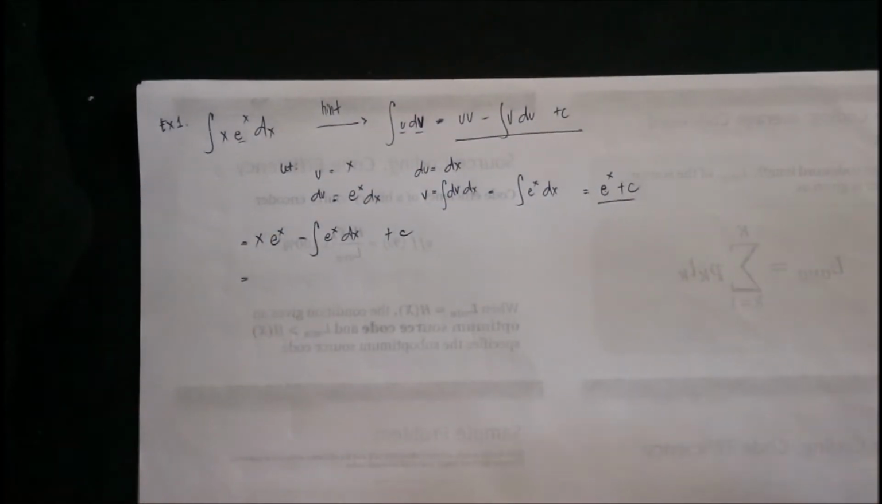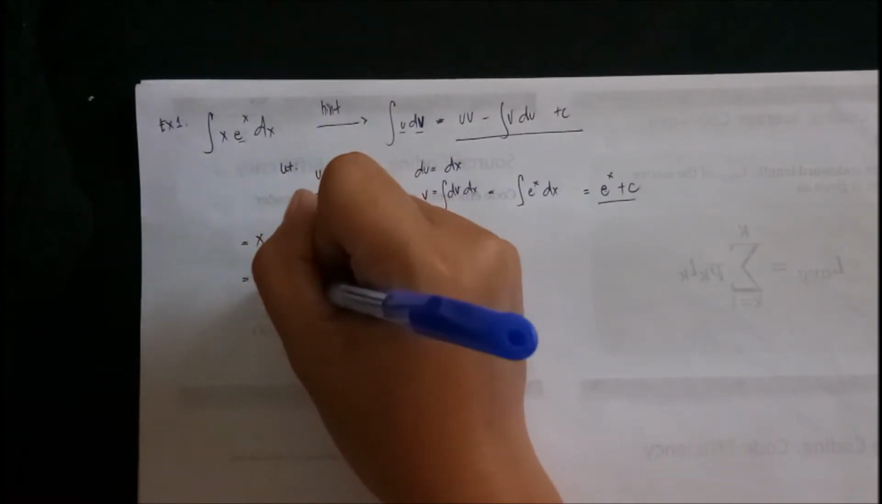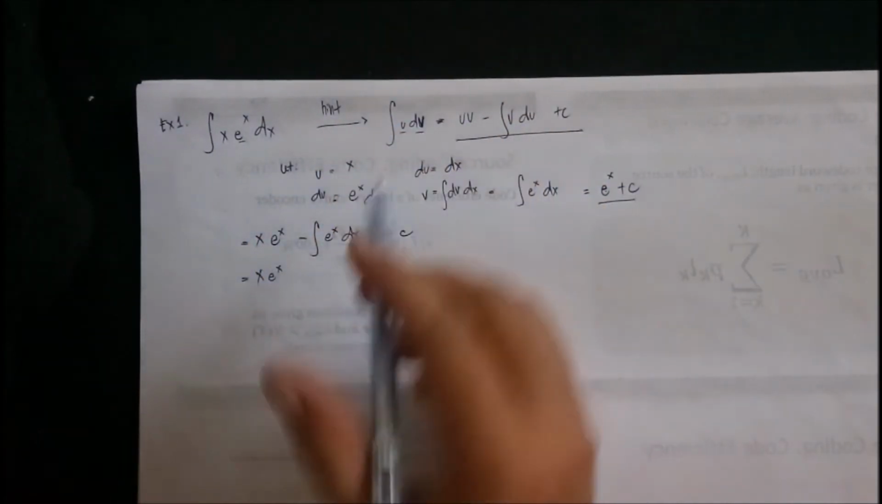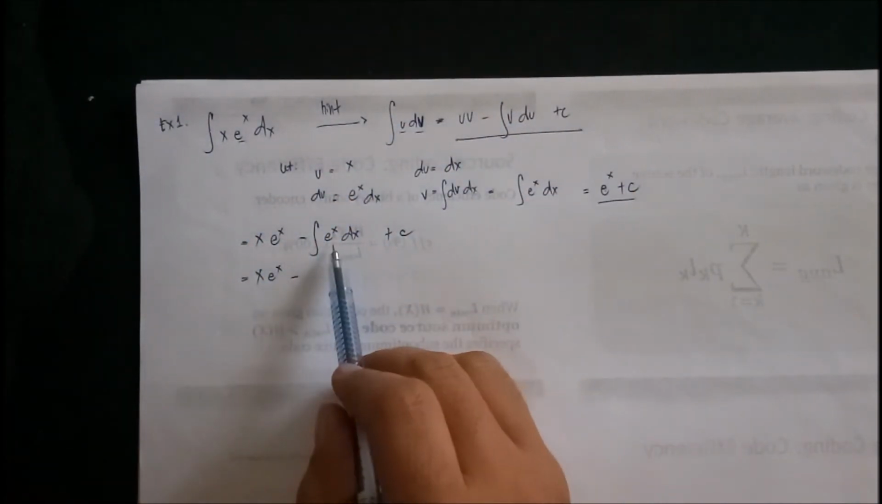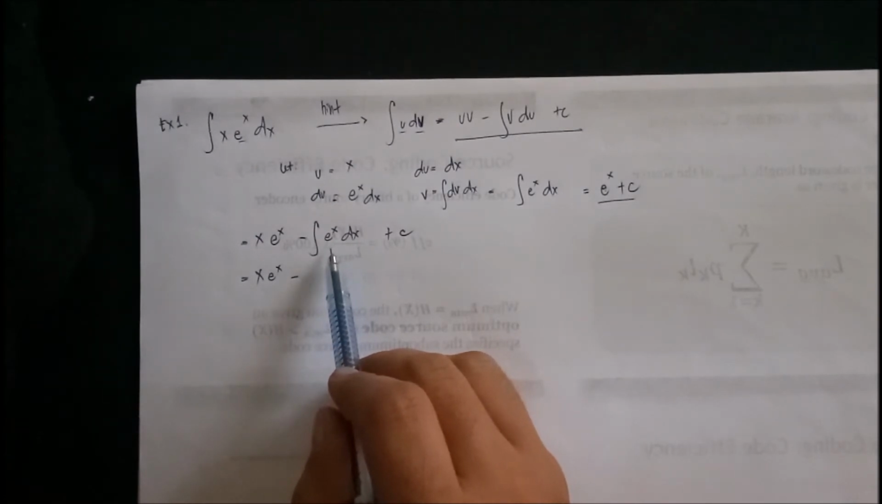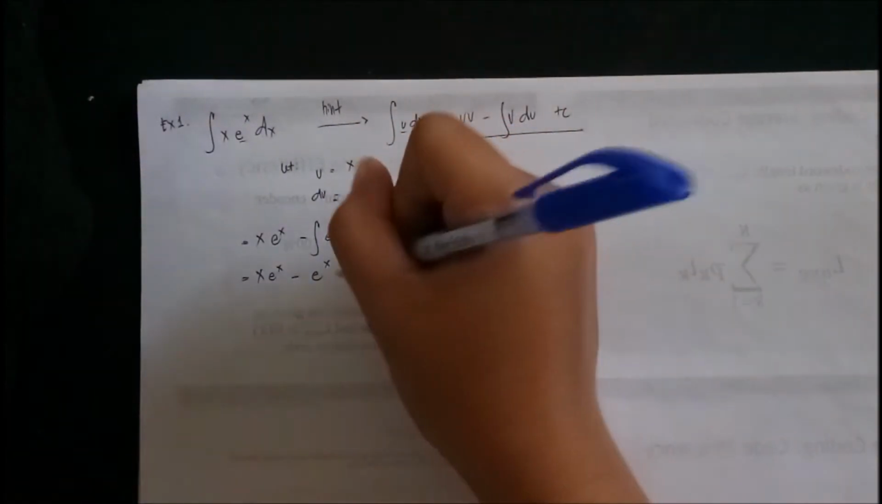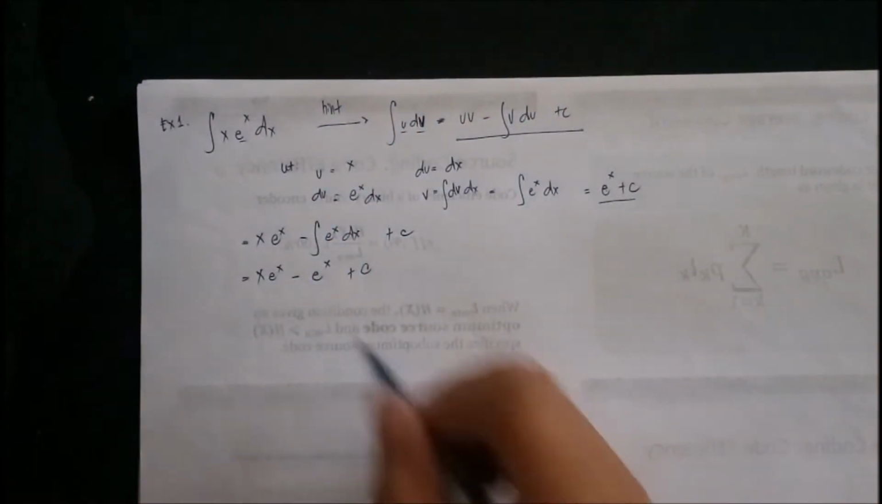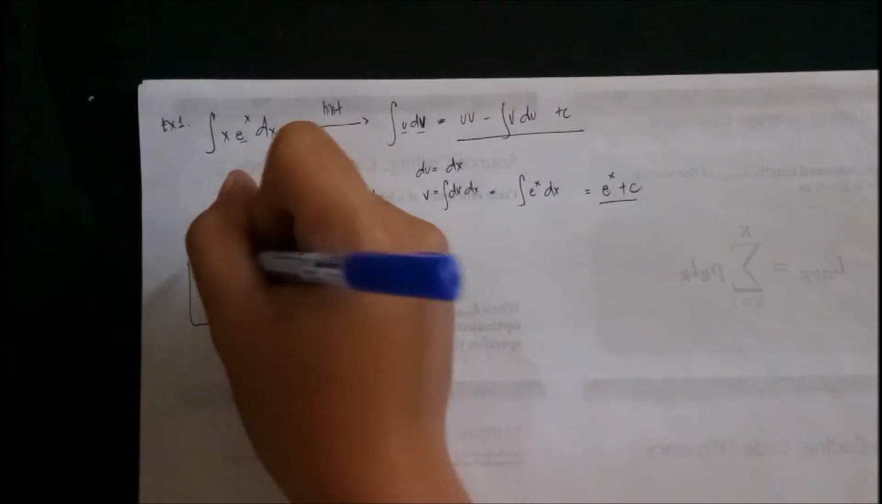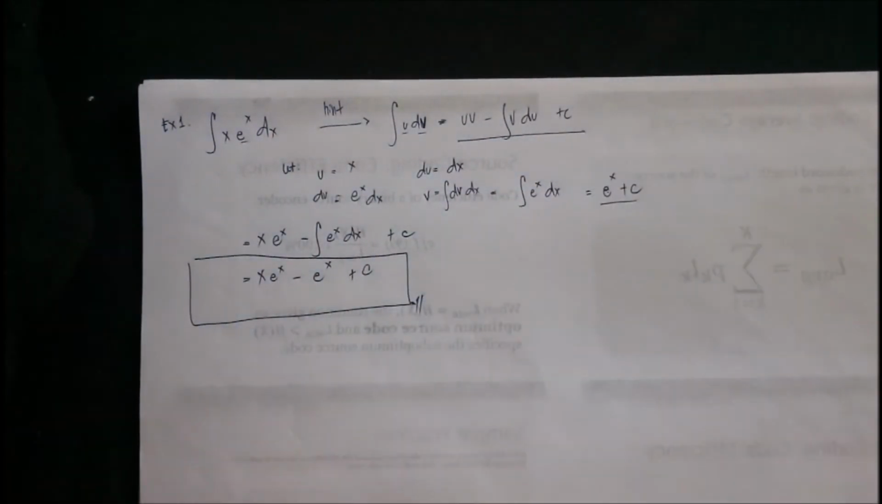So, paano na to? This one, copy ko lang tong first. This would be x e^x minus, what is the integral nito? Class, yung integral nito, same pa din naman kanina. We just have to copy that one, e^x. Okay? Plus C. And as simple as that, class, we have our final answer.